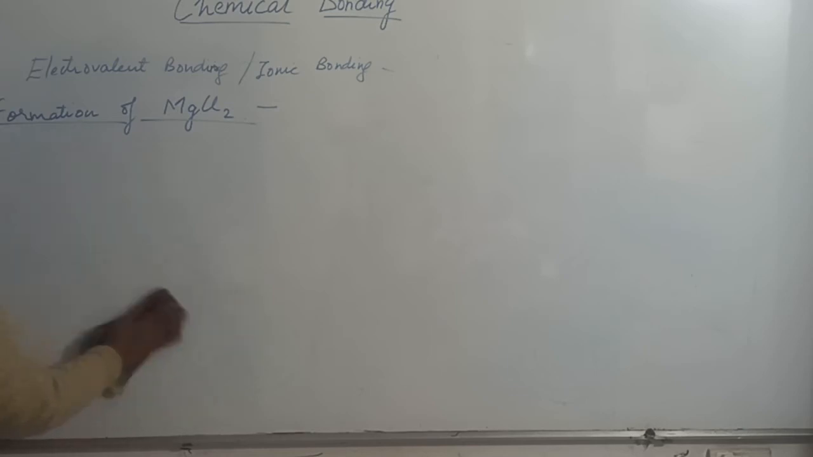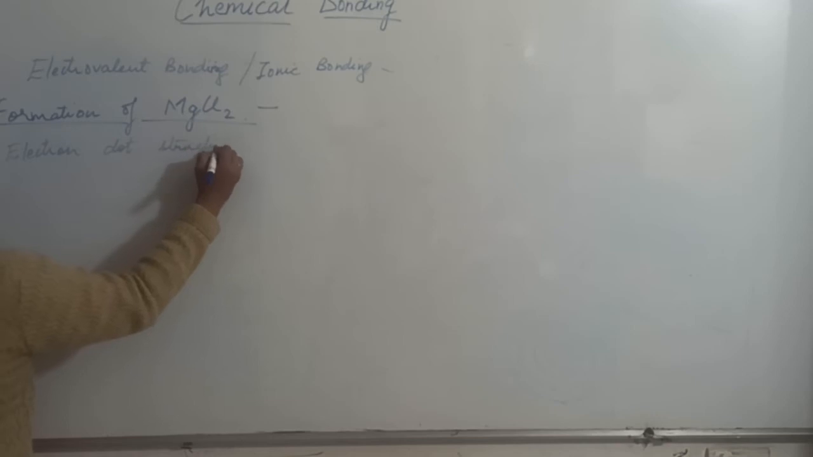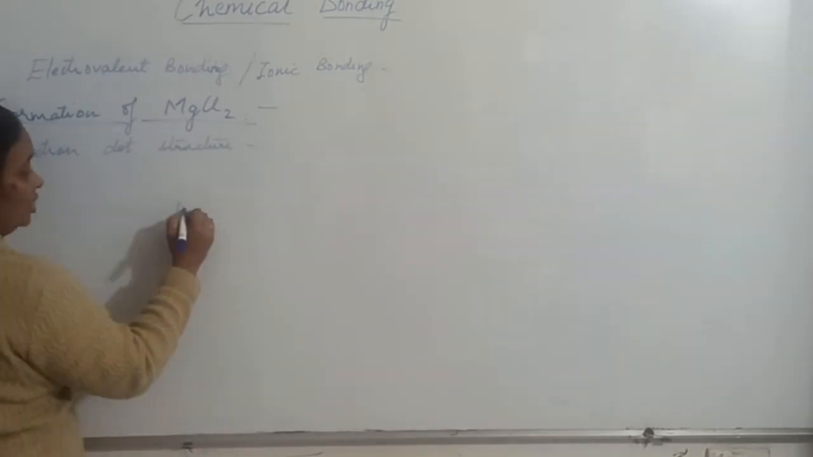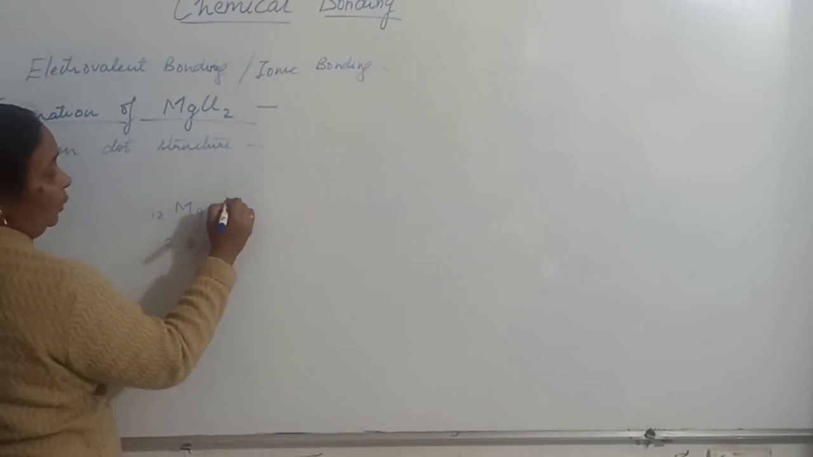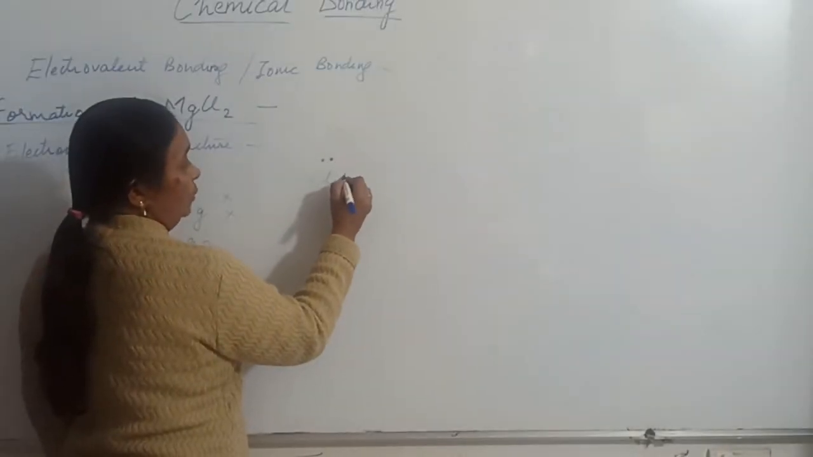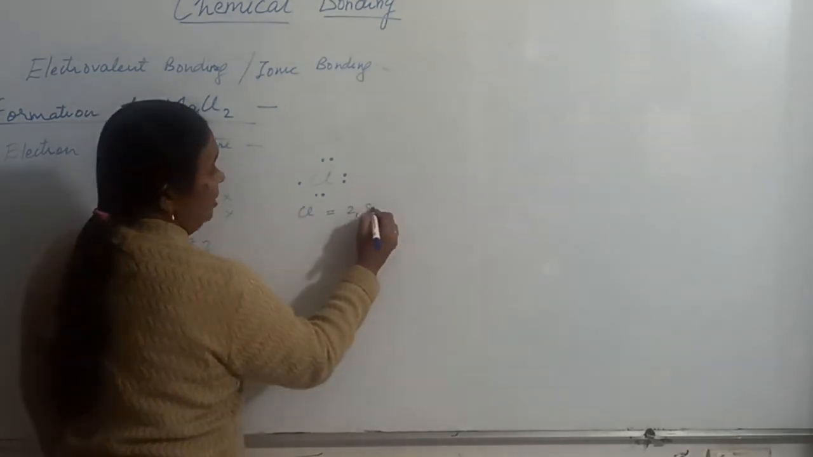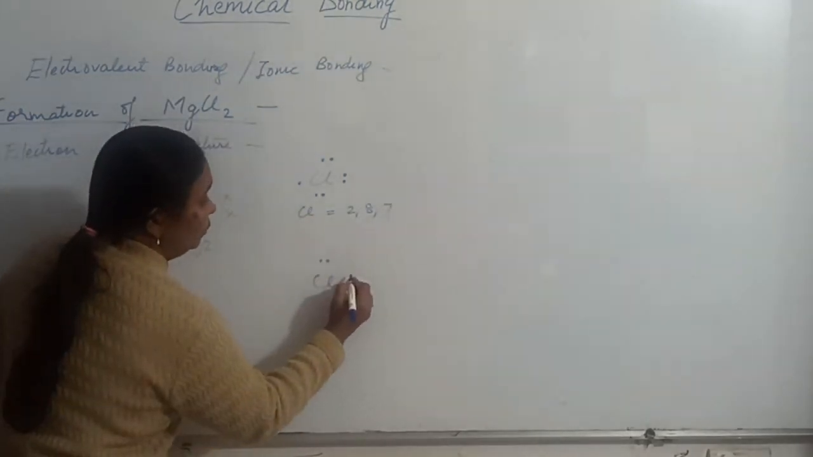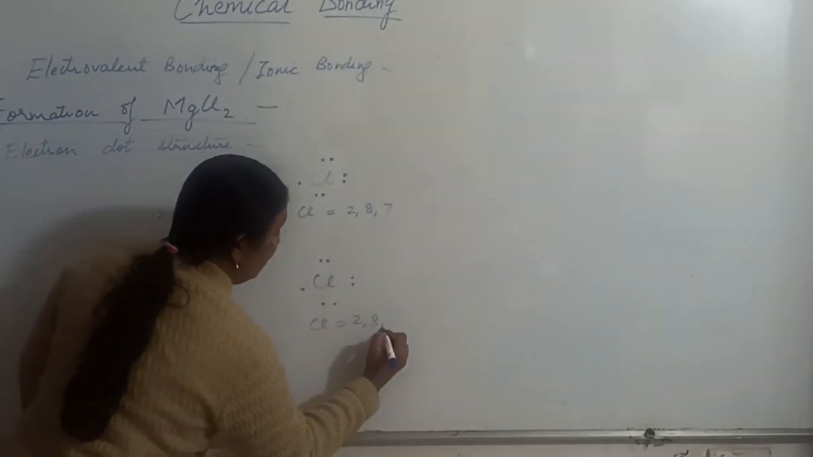So formation of magnesium chloride, I am going to show you the electron dot structure. Electron dot structure is Mg, atomic number 12, 2, 8, 2, 2 electrons in the outermost shell, simply shown. Chlorine, there are 2 atoms, 1, 2, 3, 4, 5, 6, 7 electrons. Cl, 2, 8, 7. Another chlorine, 1, 2, 3, 4, 5, 6, 7 electrons. Cl, 2, 8, 7.